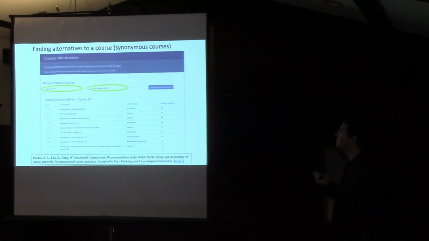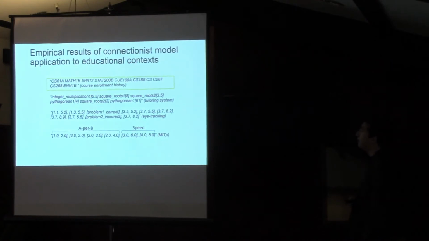And sometimes it's wrong, right? It was 40% accurate in those analogies. And you can also look at alternatives to courses, right? What courses are most cosine similar to one that you can't take for whatever reason, maybe it's full. Okay.